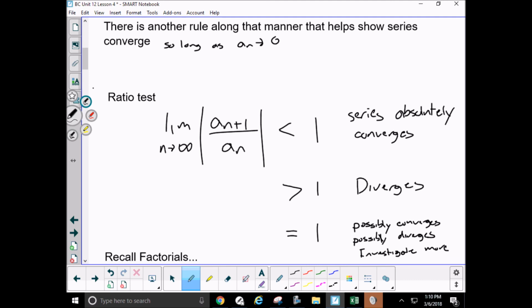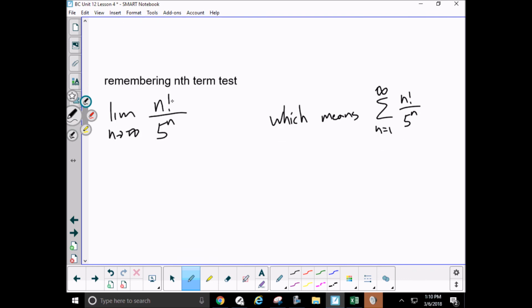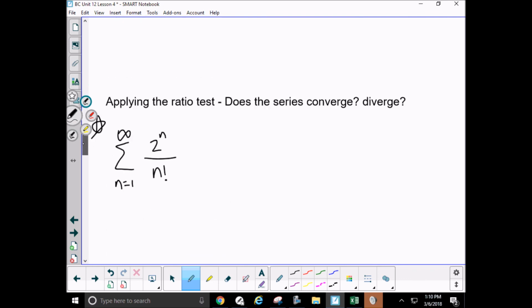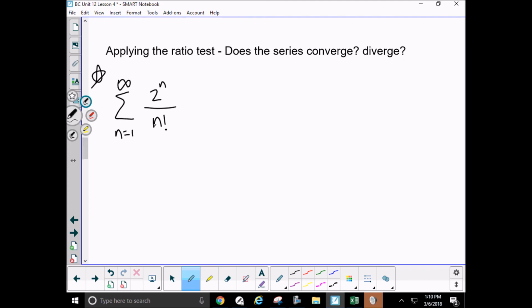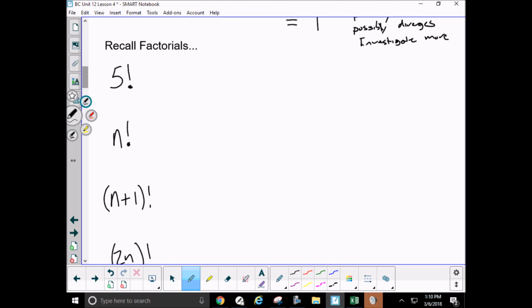Okay. Now we're going to be looking at some series with factorials in them. Okay. 2 to the n over n factorial, or 5 to the n over n factorial. Let's just remember factorials. It's just the integers all the way down to 1 being multiplied by each other.